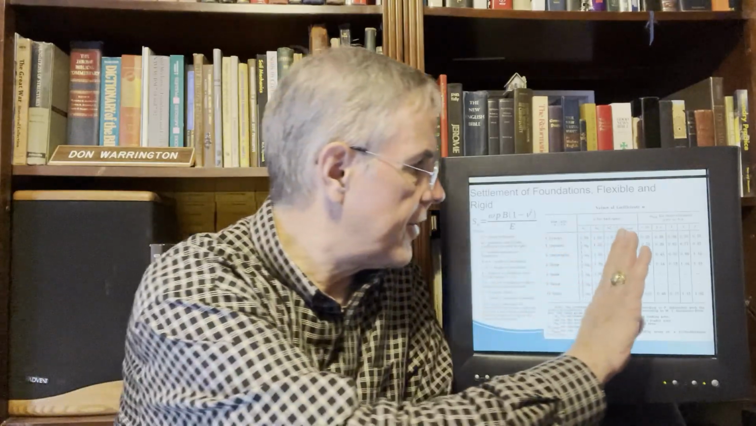And we have different settlements. We can do an average settlement, corner settlement, the sag in the middle, all kinds of things. But notice on the right-hand side, we're talking about finite thickness, h. H is that distance from here at the base of the foundation to here at the competent layer.